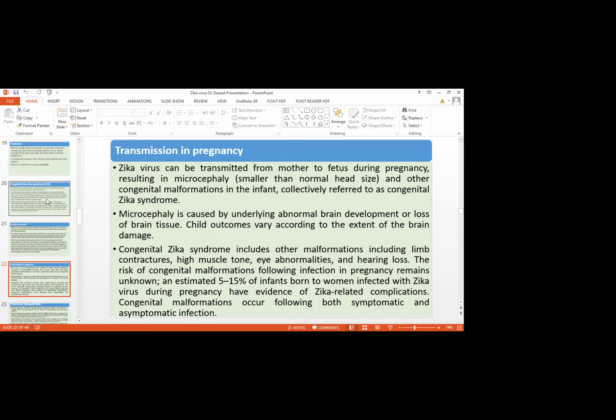The risk of congenital malformations following infection in pregnancy remains unknown. An estimated 5 to 15% of infants born to women infected with Zika virus during pregnancy have evidence of Zika-related complications. Congenital malformations may occur following both symptomatic and asymptomatic infections.